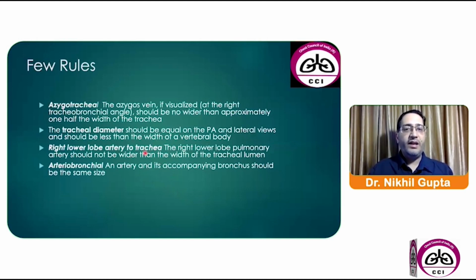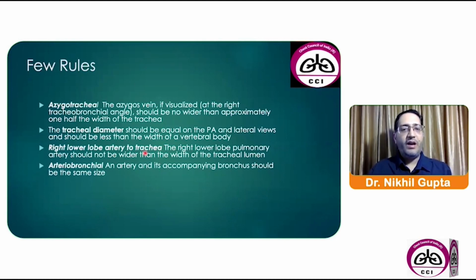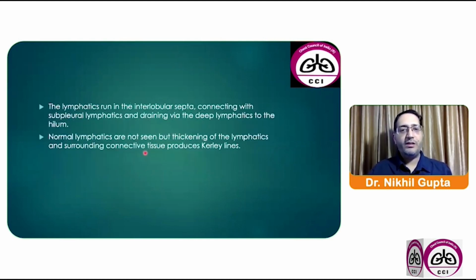Azygotracheal. The azygous vein, if visualized at the right tracheobronchial angle, should be no wider than approximately 1/2 the width of trachea. The tracheal diameter should be equal on PA and lateral views and should be less than the width of vertebral body. The right lower lobe to trachea. The right lower lobe pulmonary artery should not be wider than width of tracheal lumen. Arteriobronchial, an artery and its accompanying bronchus should be of the same size.